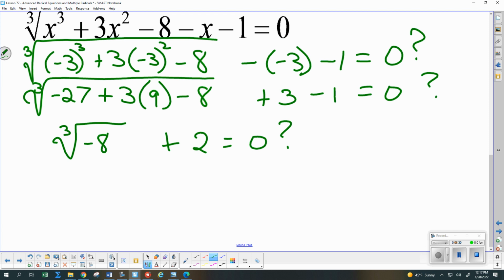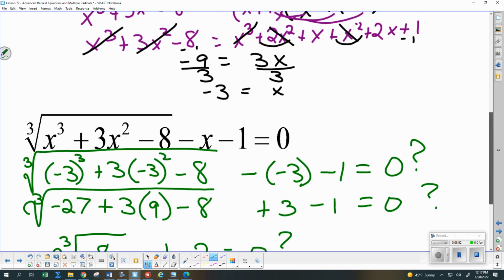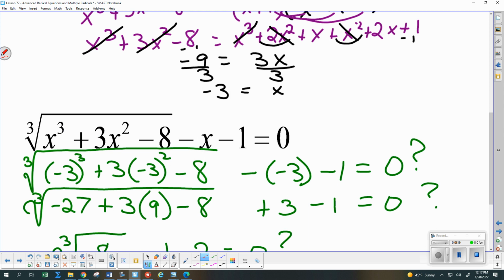And let's check that out. Is negative 2 times negative 2 times negative 2 negative 8? So yes, odd roots, you can take odd roots of negative numbers. You can't take even roots of negative numbers, or you get into imaginary stuff. So negative 2 plus 2, does that equal 0? So our check worked. So we do indeed accept that x equals negative 3 is our answer on that problem.